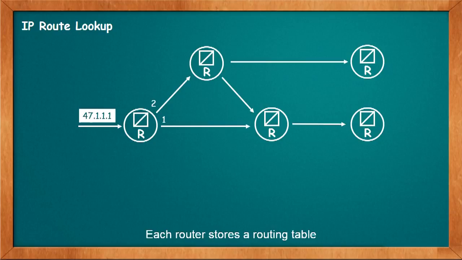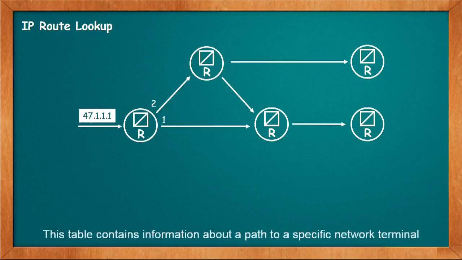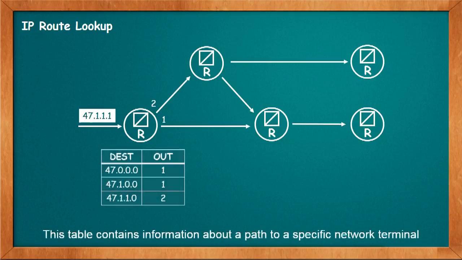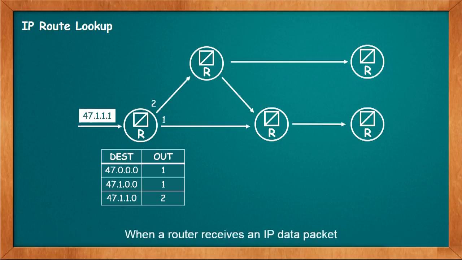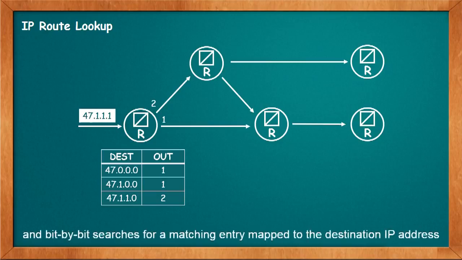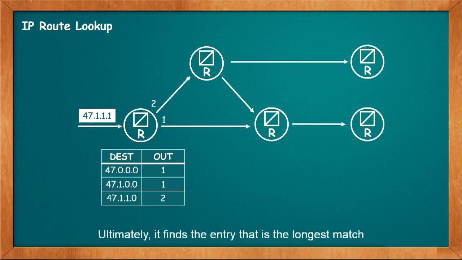Each router stores a routing table. This table contains information about a path to a specific network terminal. When a router receives an IP data packet, it looks the IP address up in its local routing table and bit-by-bit searches for a matching entry mapped to the destination IP address. Ultimately, it finds the entry that is the longest match. This is how the longest match rule works.